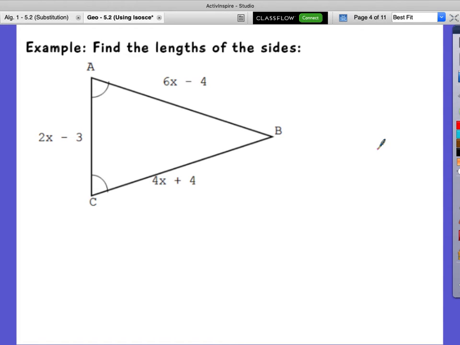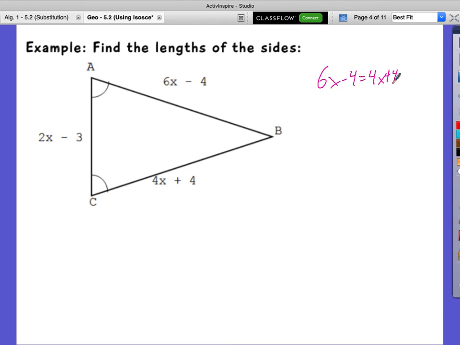But, hey, anyone have any ideas on what we could do here? Anyone come up with anything? Yeah, Brayden, what'd you come up with? So you could have 6x minus 4 equals 4x plus 4. Okay, how'd you arrive at that idea? Well, because it's an isosceles triangle, so those two sides have to be the same length.